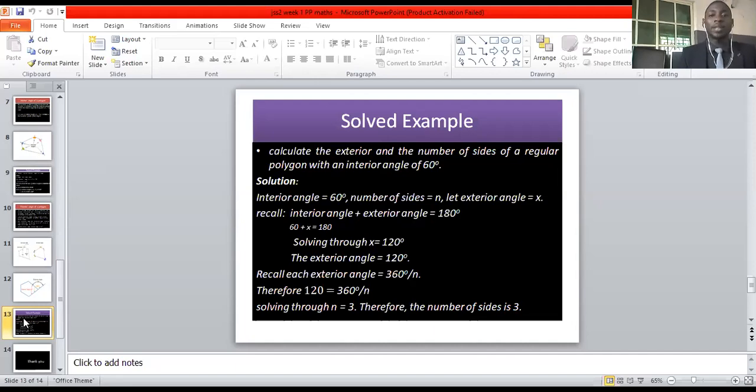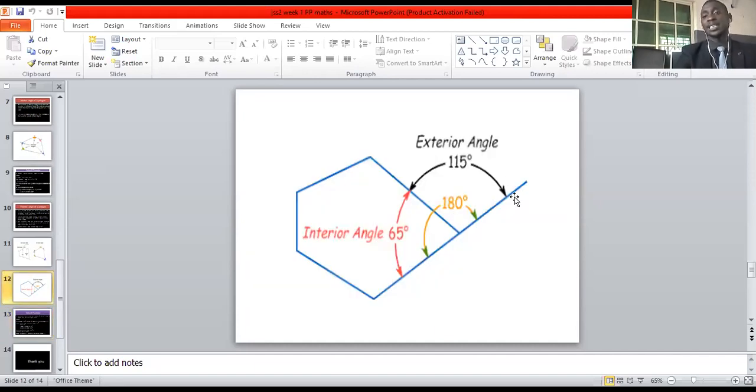Recall. How do you solve an exterior angle? The total sum of the exterior angles equals to 360 over n. Now you know the total sum of the exterior angle. The angle outside of the shape is 120. And we know the relationship is that exterior angle equals to 360 over n. Just like this, let's say this is the 360 here. This angle outside is not the 360, I'm just using it as an illustration for you to get the exterior angle I'm talking about.